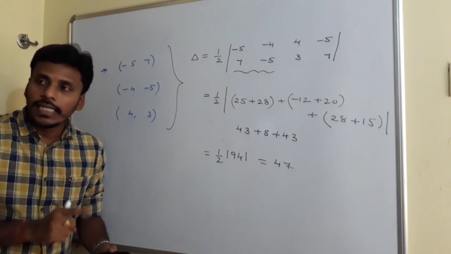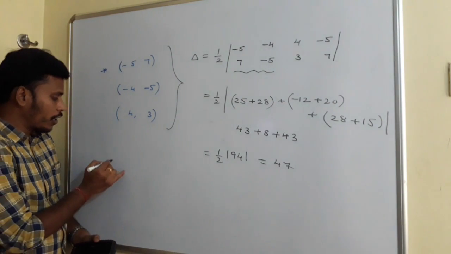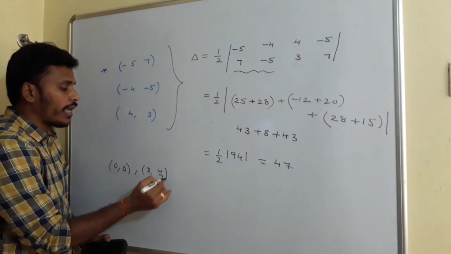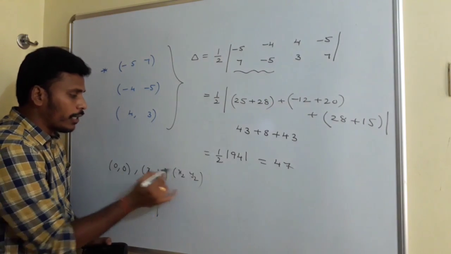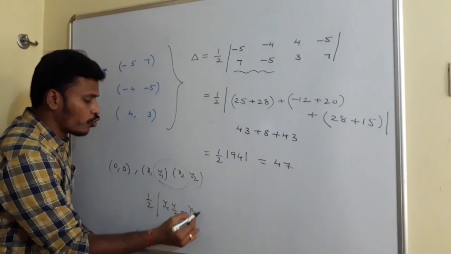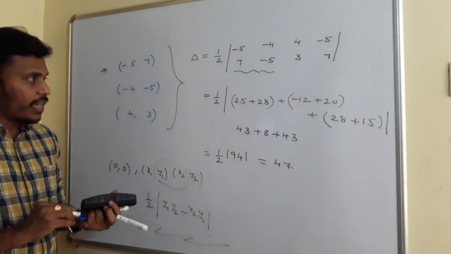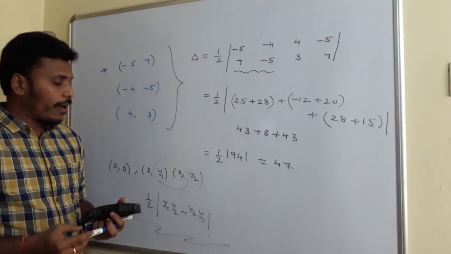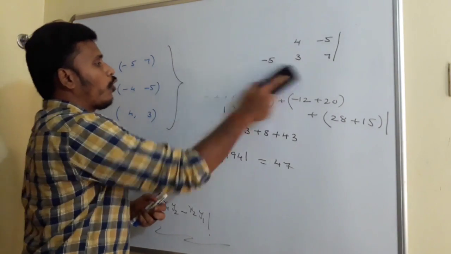See, if one point is the origin 0 comma 0, and the other points are x1 y1 and x2 y2, then directly you will find the area by multiplying x1 y2 minus x2 y1. So utilize this technique to find the area in a simple manner. You just keep in mind that the area is 47. Now I am doing it in a very simple way to find the area of this triangle.